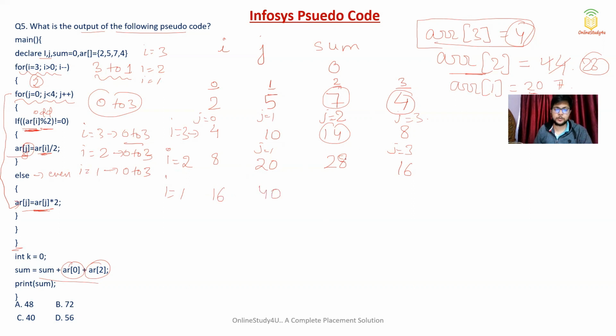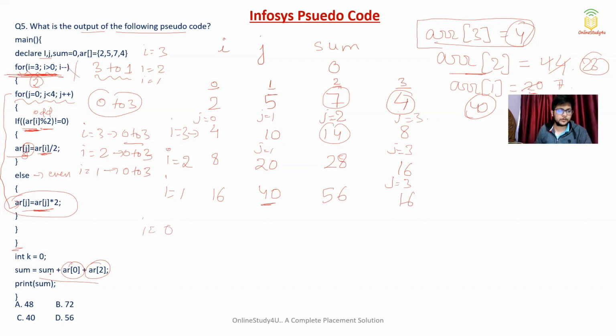Then j will go to 2. It will check if ARR of 1, which has become 40 now, is even or odd. It is still even. So it will go to 56. And then at j is equal to 3, it will again check if this is even or odd. This is even. So for even, always the else part is executed. So it will become 16. And now the loop terminates because this condition is not following now. Because after i is equal to 1, i will be 0 and this will terminate.